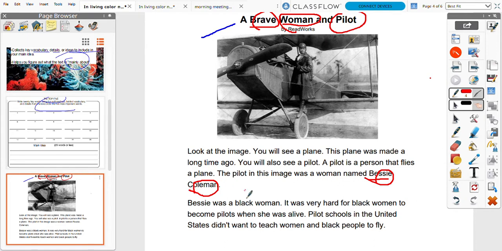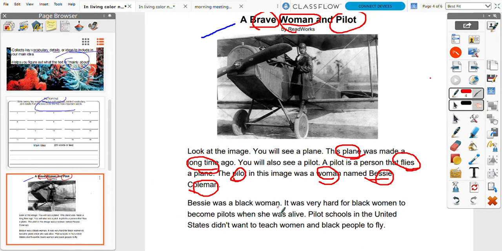Pilot we already have, so we could circle that one. Plane, I think, is an important word because that's what she does. Again, we said woman. I think what Betsy Coleman does is fly a plane, so fly would be a good one. When was a long time ago. So far I've answered a who question. Who is this person we're talking about? Betsy Coleman. What? She's a pilot. When? Long time ago. Why was she a pilot? I think is the biggest piece that's missing here in our main idea analysis.